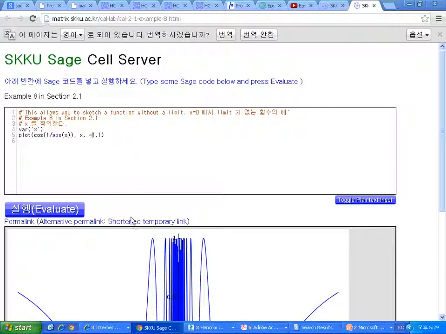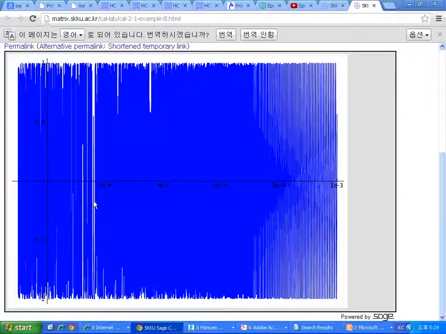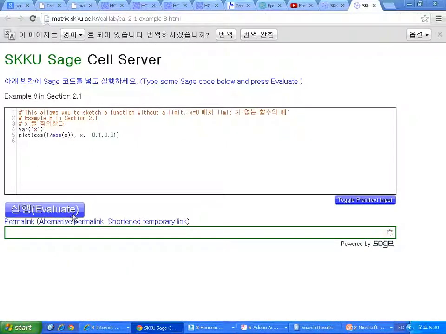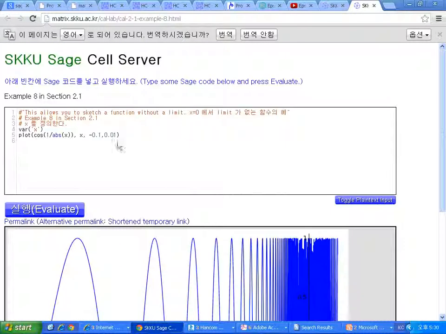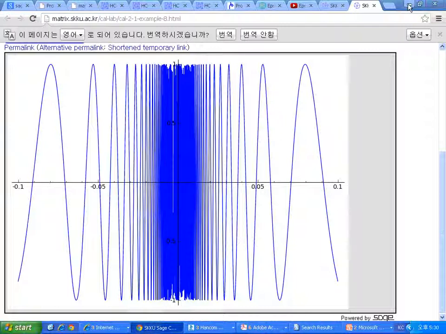If we make the interval very small, then we will have this. If you make it a little wider, then it will build something like this. So you can magnify or simplify the graph. And from here, what you see is that it vibrates. It vibrates. So the limit does not exist.